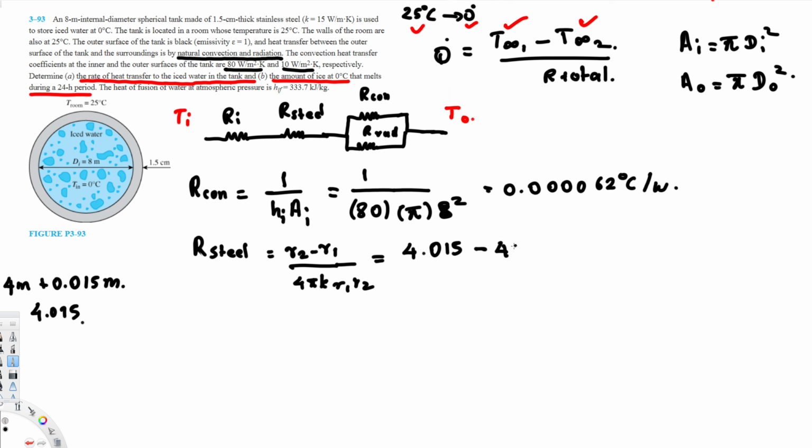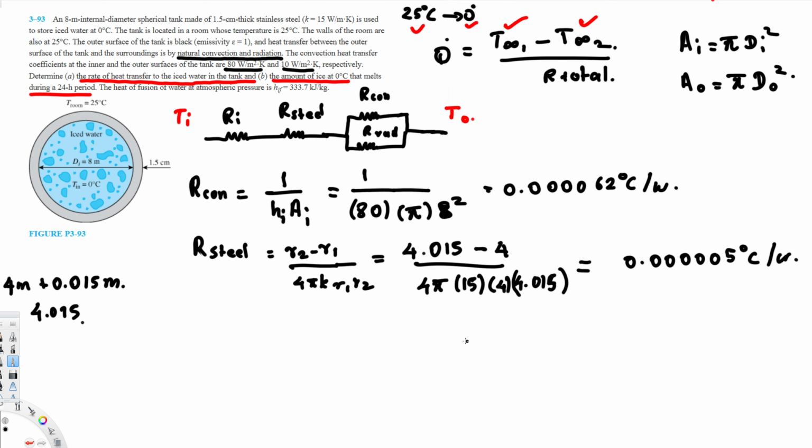So 4 meter divided by 45 K, the conductivity of the steel, that's given right here, 15 times inner radius times outer radius. So inner radius is 4 times 4.015, and if you calculate this value, that's going to give you 0.000005 degrees Celsius per watts. So this is hard steel.